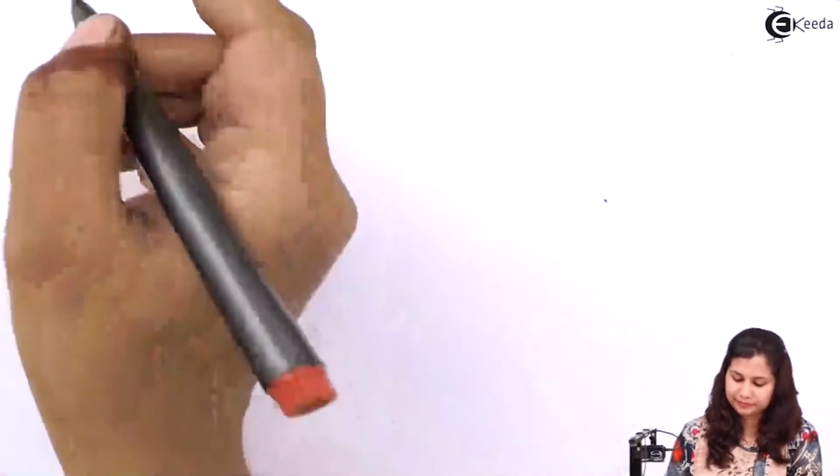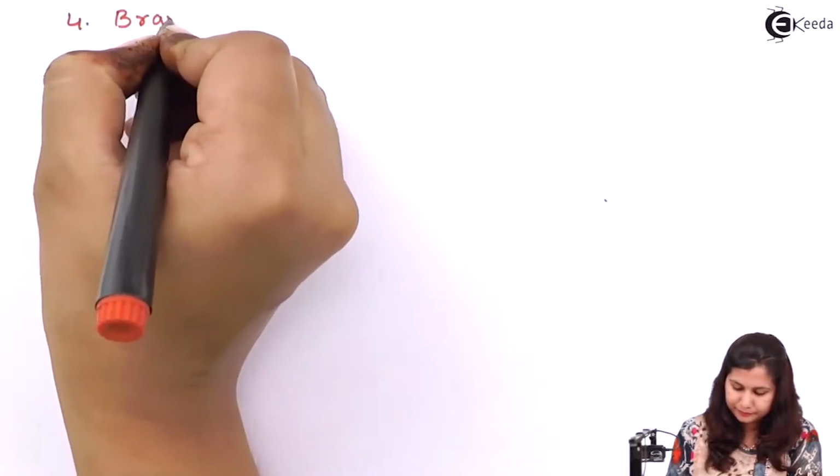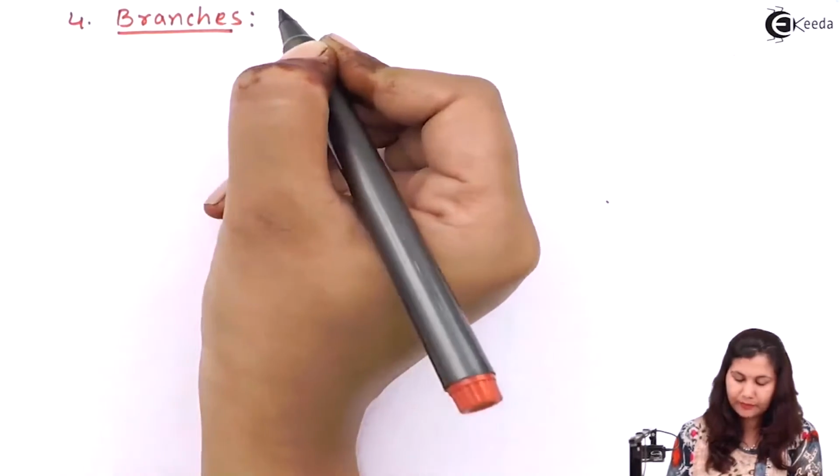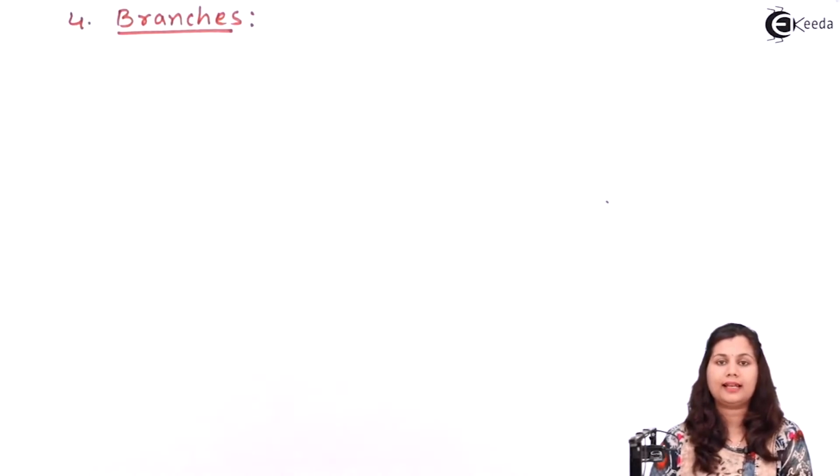The fourth basic element of a block diagram is branches. Branches are the lines joining the blocks in a system.